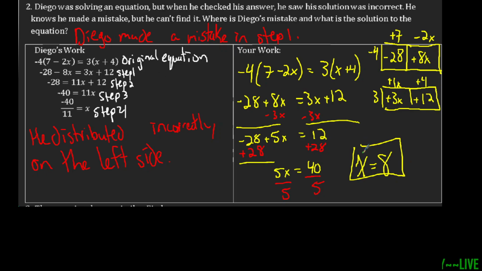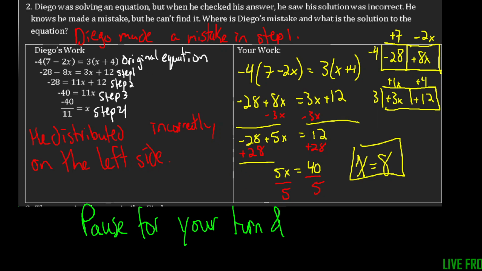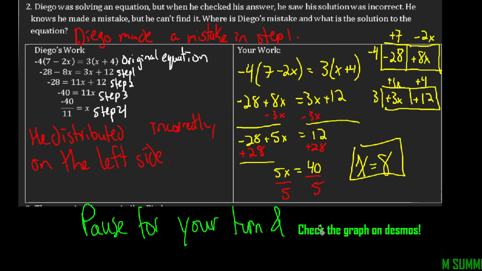But now what I want you to do is, how do you know this is true? I want you to pause for your turn, and I want you to check the graph on Desmos. So make sure you're remembering how to do this. So you type in one side of your equation. So you would type in y equals, and then you'd have -4 times the quantity 7 minus 2x, and then your other side is going to be the right side. So you're going to say y equals 3 times quantity x plus 4. So find where they intersect and check your answer.